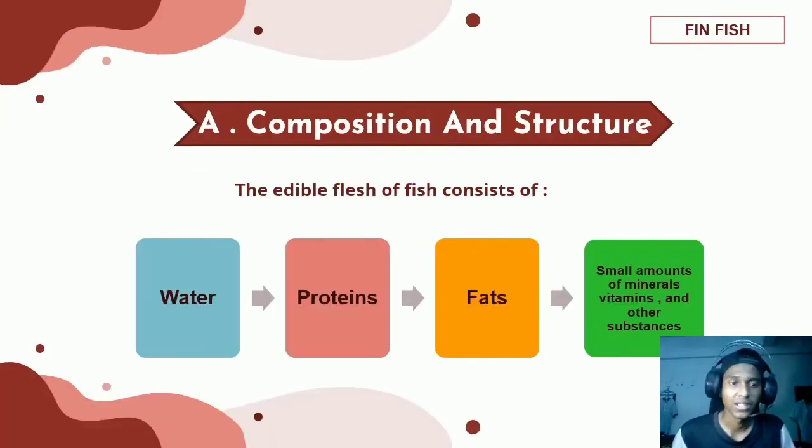Okay, so composition and structure of fin fish. So the edible flesh of fish consists of water, same as the one we found in a human body, and it also contains proteins, as we all know that fish is high in protein, and then fats, because all animals contain fats, and other than that, it also contains small amounts of minerals, vitamins, and other substances.